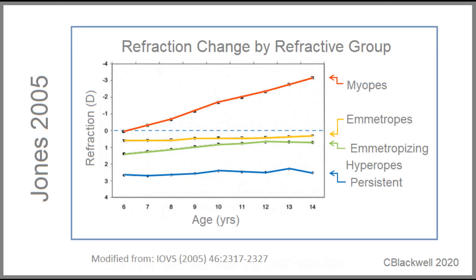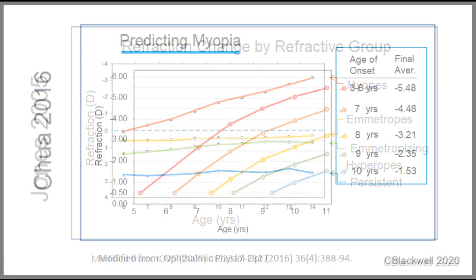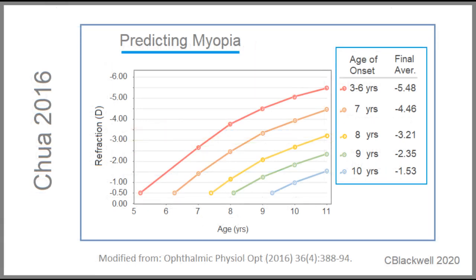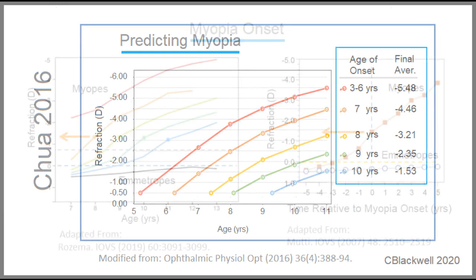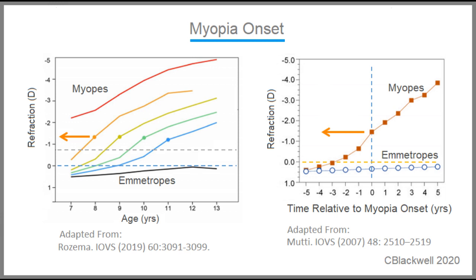Following this further through childhood, most groups remain relatively stable while the myopes continue to diverge. Those graphs showing myopes as a group suggest all myopes diverge at the same time. But that is not the case. Myopia onset occurs at different ages. The earlier the starting age, the higher the resulting myopia level. And the divergence from emmetropia toward myopia actually begins several years before passing the myopia threshold.